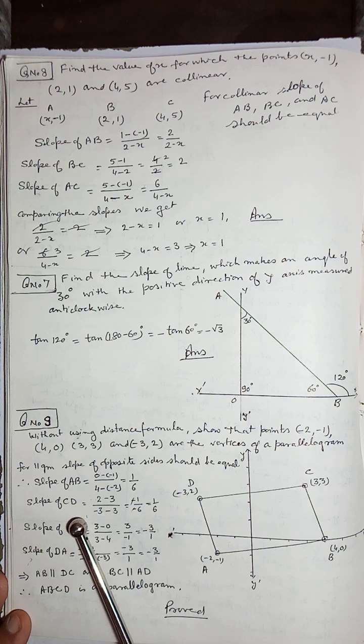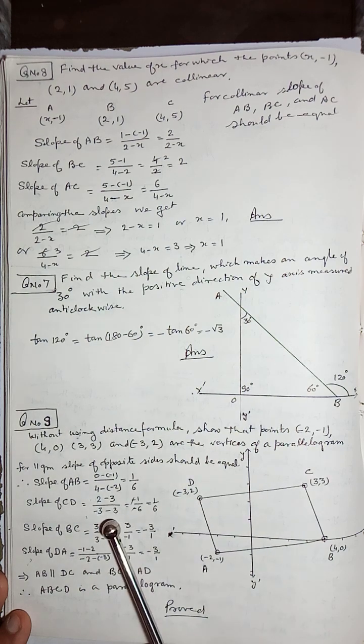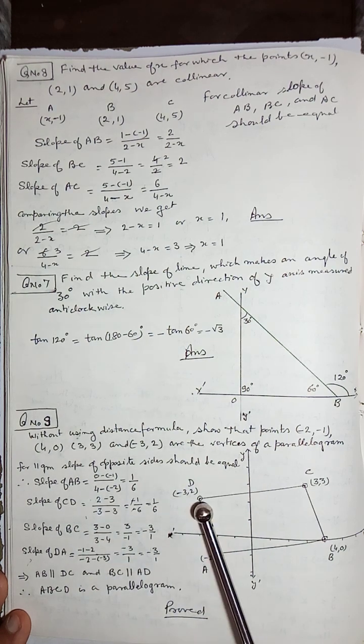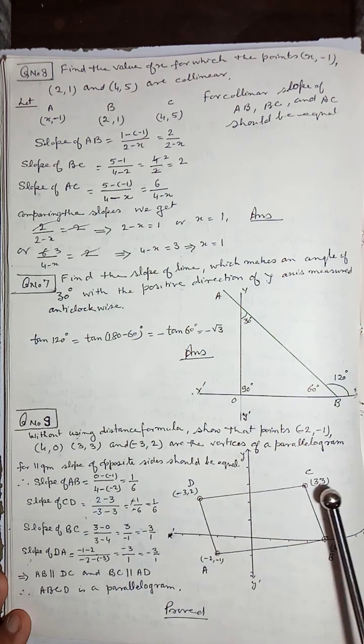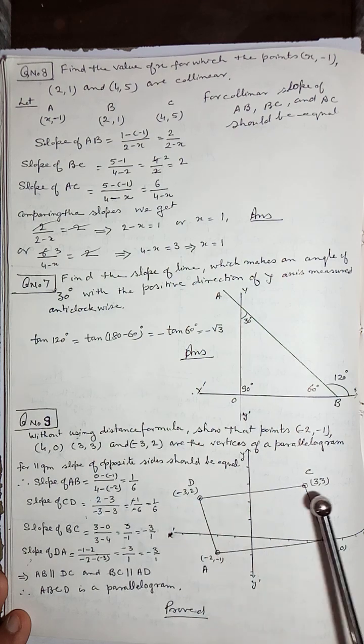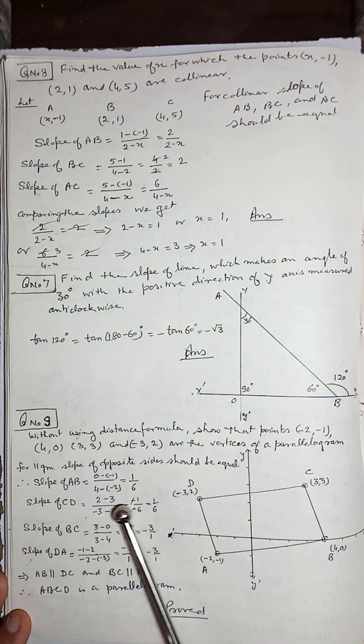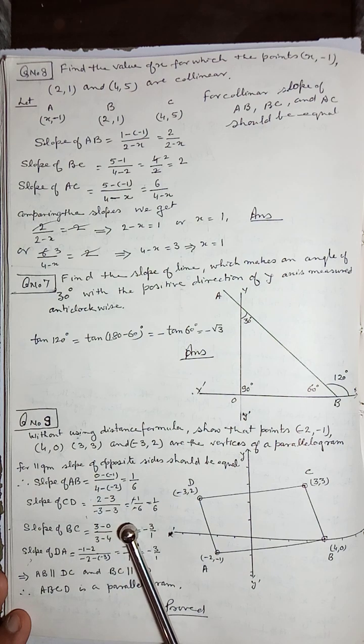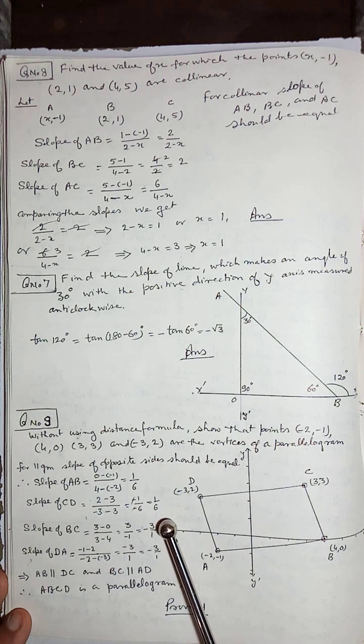Now slope of CD is equal to 2 minus 3, y2 minus y1, y2 minus y1 upon -3 minus 3. You see here -3 minus 3. So it will be -1 upon -6, that will be equal to 1 upon 6.